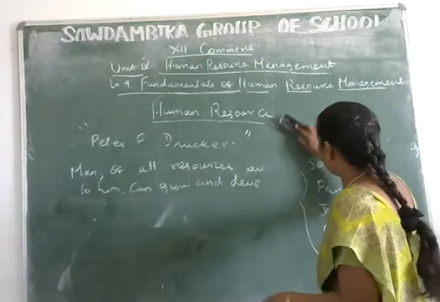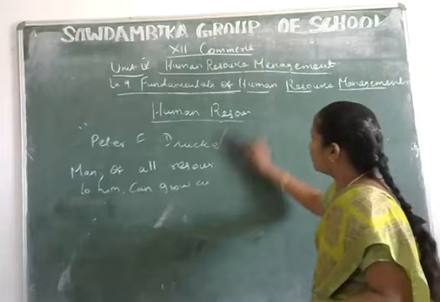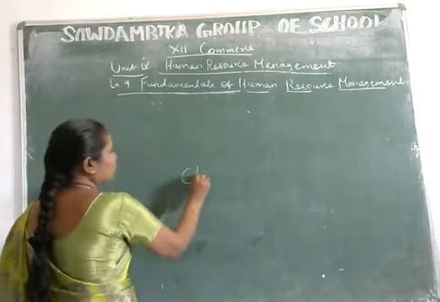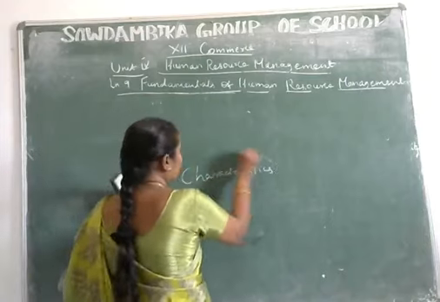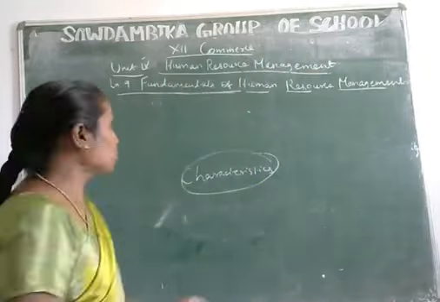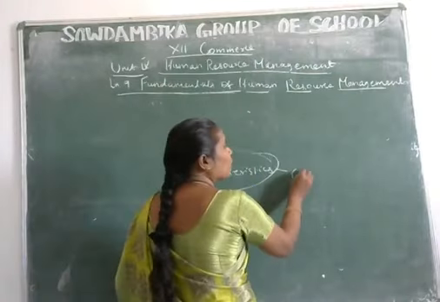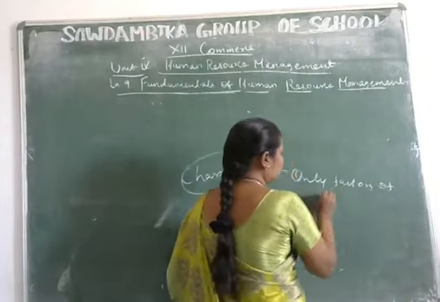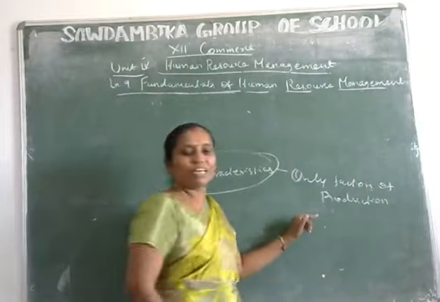Okay, and what is next? What are the characteristics of human resources? Human resource is the only factor of production that lives. What is meant by factors of production?